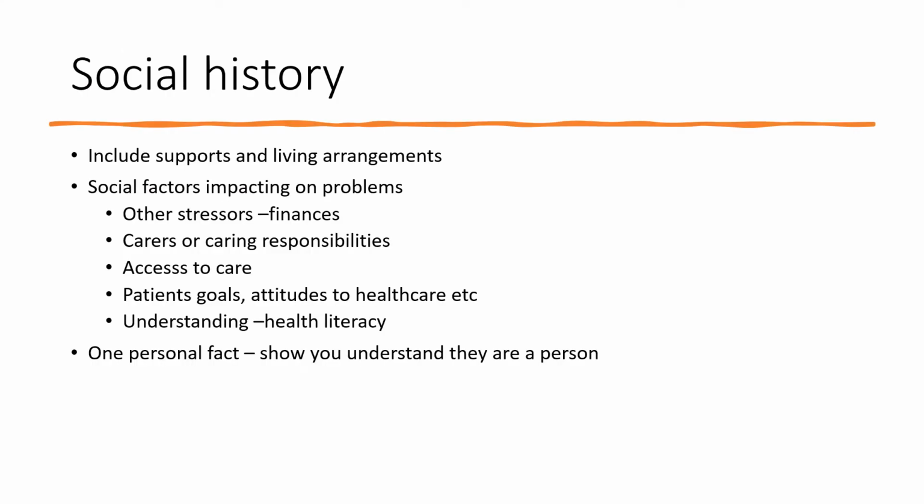The social history should always include who's supporting the patient and their living arrangements. But you should draw on the other social factors that impact on their problems, such as other stressors, caring responsibilities, issues of social determinants of health like access to care, understanding the patient's goals, and their health literacy. I'd also encourage you to include one personal fact that makes them real as a person and shows that you understand something about them.